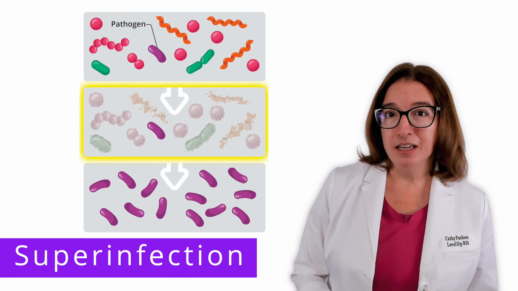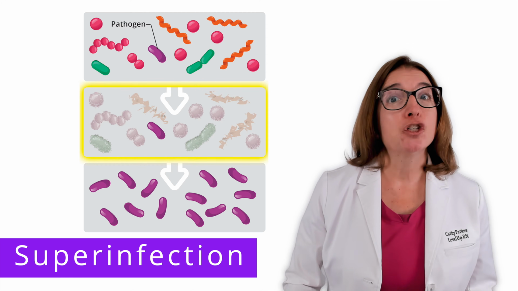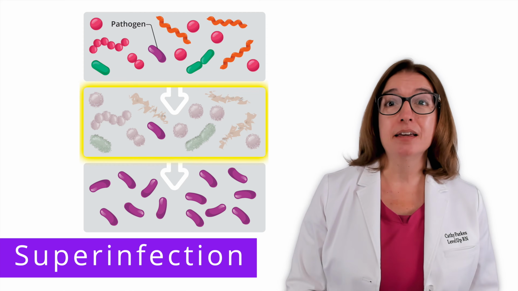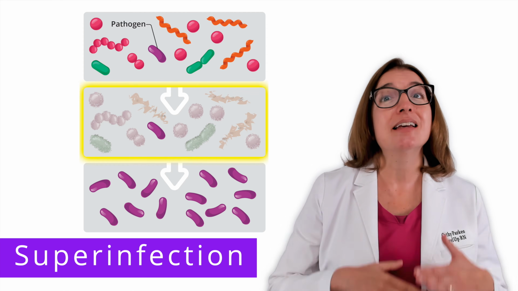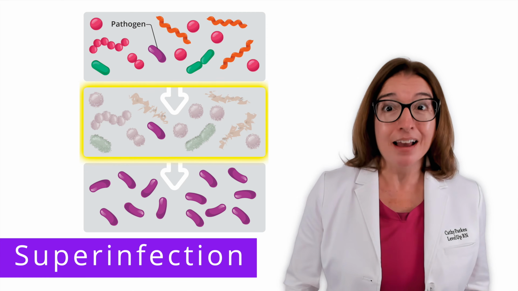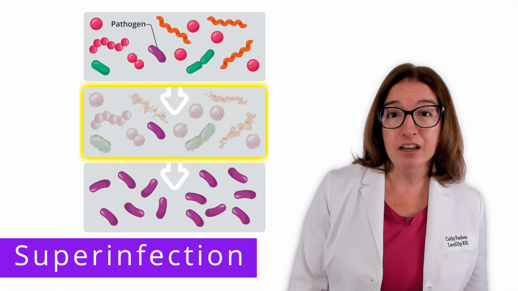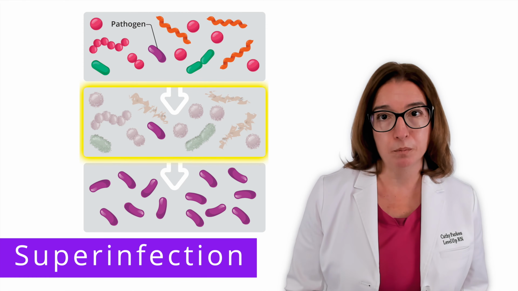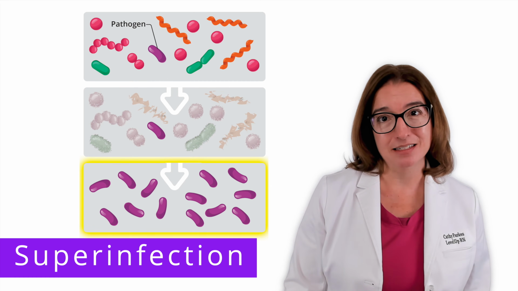In the second image, the person's been given a broad spectrum antibiotic, which disrupts the microbiome and kills off lots of different types of bacteria. But as you can see, it did not kill off our drug-resistant pathogen. And now, the pathogen has tons of real estate and nutrients available to grow and multiply. And as you can see in the third image, that's exactly what happens.